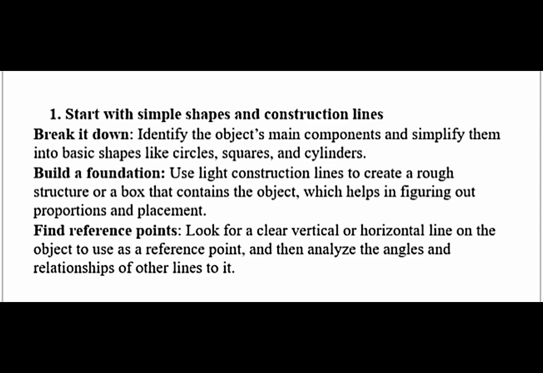To explain more, let's start with simple shapes and construction lines. Break it down. Identify the object's main components and simplify them into basic shapes like circles, squares, and cylinders. Second, build a foundation. Use light construction lines to create a rough structure or a box that contains the object, which helps in figuring out proportion and placement.